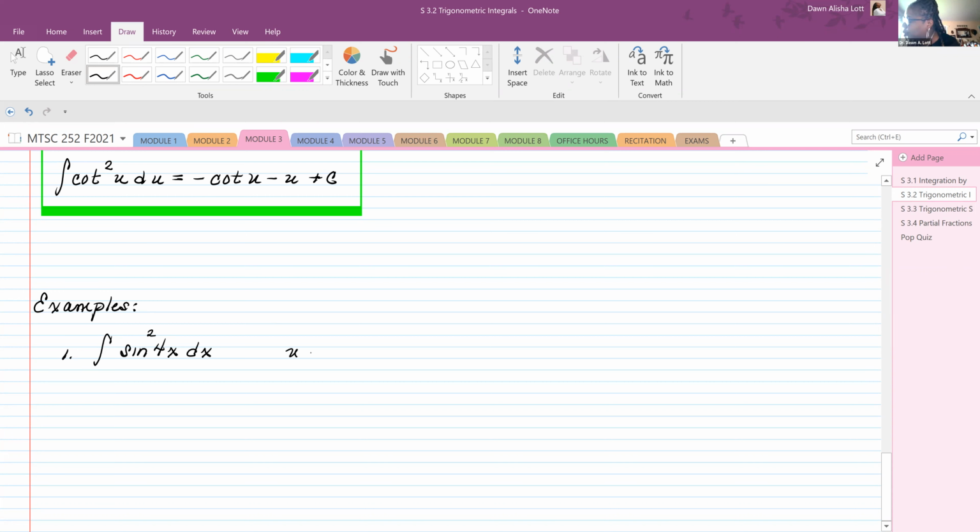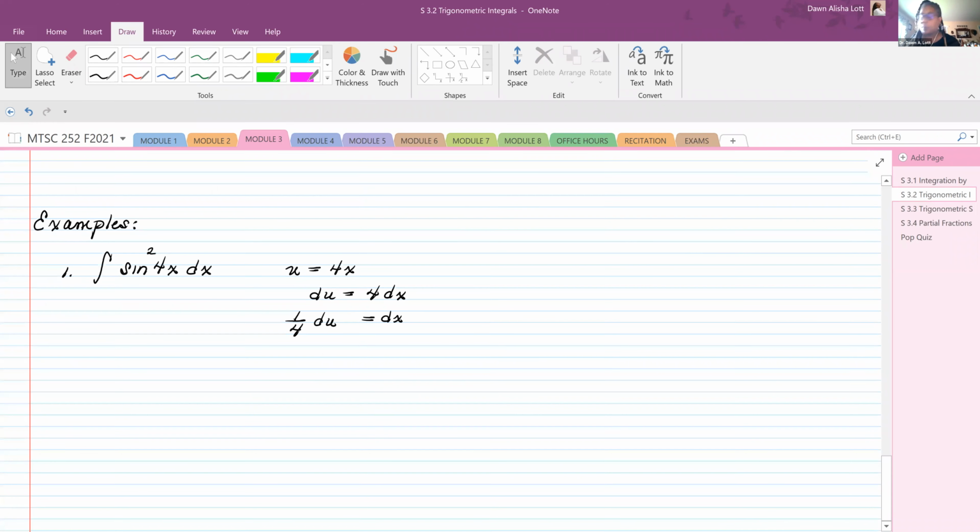So here u is equal to 4x, du is equal to 4 dx. So dx is equal to 1/4 du. All right, actually, I'm not even going to do that yet. Let's do the other part first.